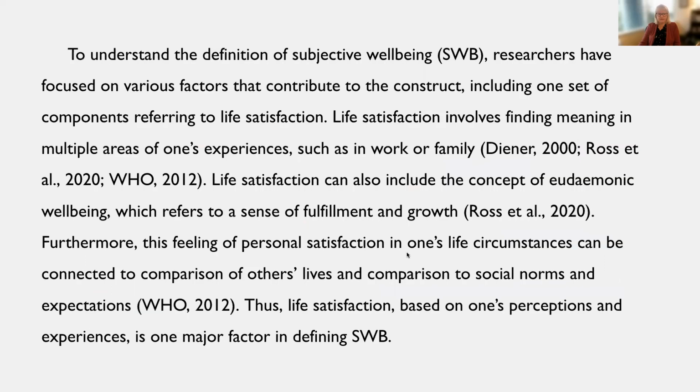At the sentence level, we can look at it in another way. This is another example of a paragraph where we have a main idea about the definition of subjective well-being, and then how there are different factors in this construct, including one set of components referring to life satisfaction. So this paragraph is defining subjective well-being, and one component of that is life satisfaction. And then we have a sentence here that shows the definition of that term, life satisfaction.